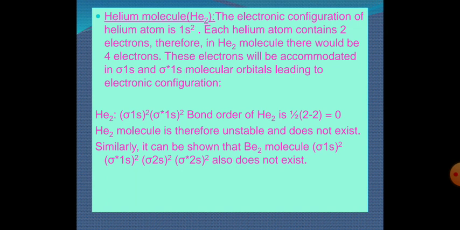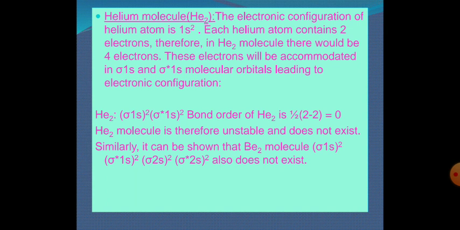And the bond order of helium molecule is half of 2 electrons of first helium and 2 electrons of another helium. So bond order we are getting is 0. Helium molecule is therefore unstable and does not exist.